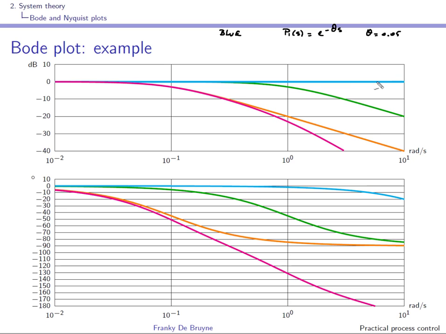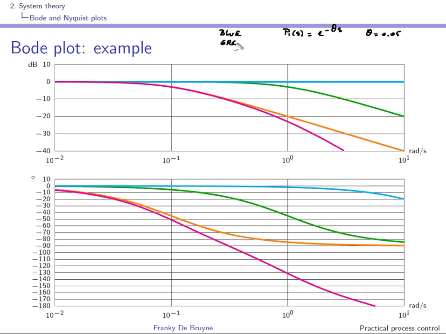You can see that in the magnitude Bode plot, of course, we have 0 dB at all frequencies. Of course, a delay is not changing the magnitude. It has only an influence on the phase shift. If this is a surprise, this is not a problem. We'll review this later.